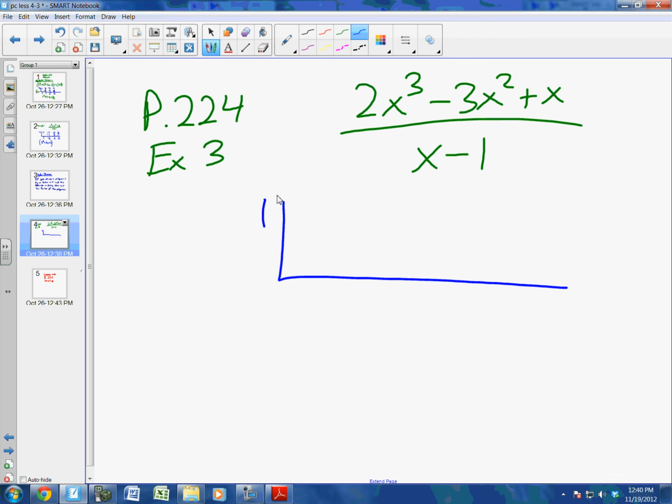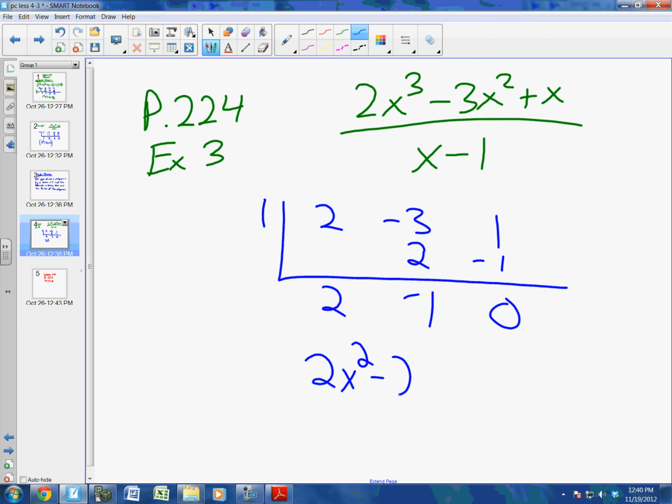What's my divisor? Positive 1, right? Take the opposite of that. What are my coefficients? 1. 1 times 2 is 2. Add, I get negative 1. 1 times negative 1 is negative 1. Add, I get 0. What does that tell me? My remainder is 0. Therefore, x minus 1 is a factor, right? Okay, what's my new polynomial? 2x squared minus x. 2x squared minus x is my new polynomial. Any questions there?